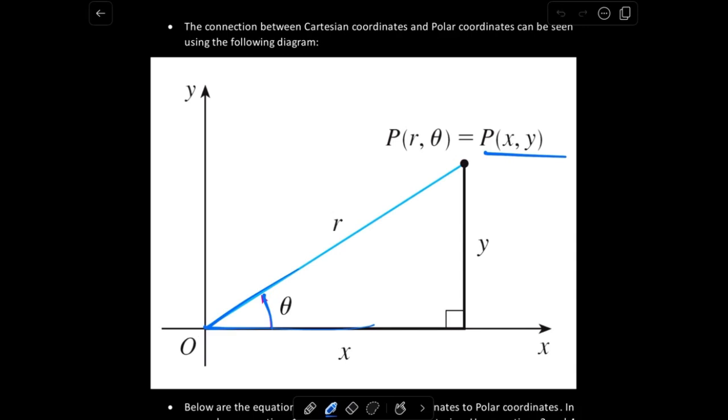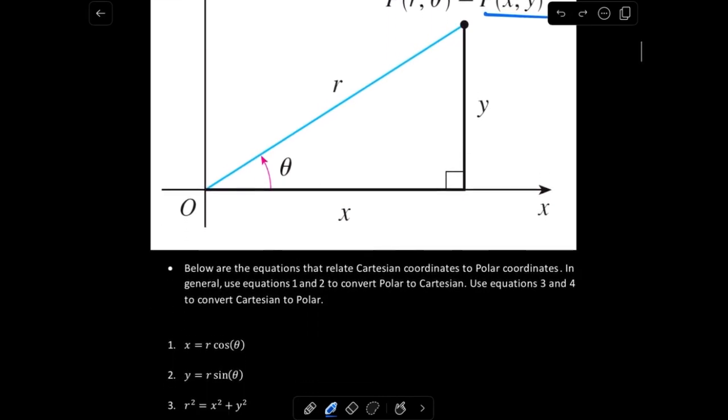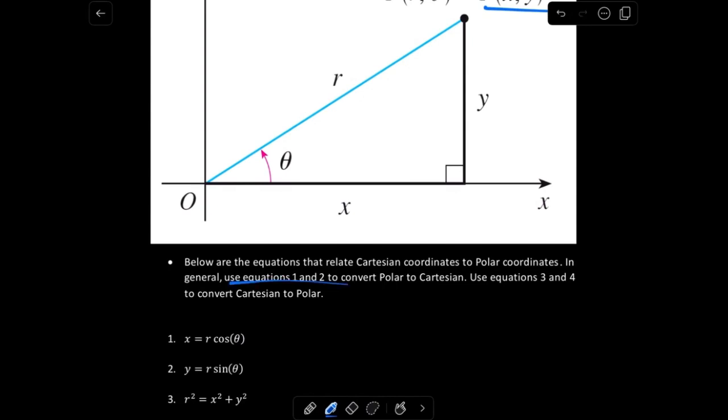So there we have theta. So let's look at the equations now that relate polar and Cartesian coordinates. Don't worry about using equations 1 and 2 and using equations 3 and 4. I'll explain that just now. Let's look at how these equations are derived so you remember them and you don't have to memorize them.